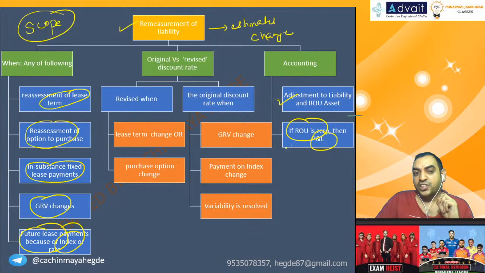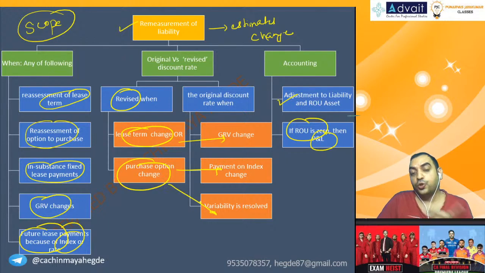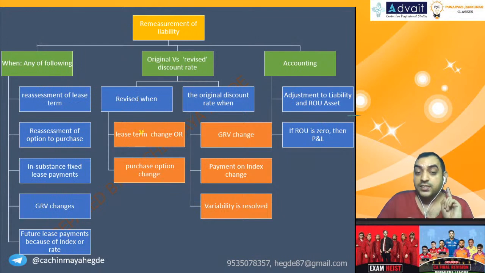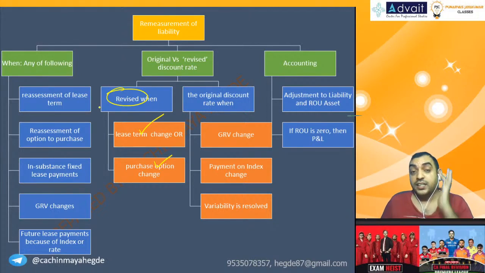Now, which rate of interest should be used? For lease term change or purchase option change, you take a revised rate. In all other cases, you go for the original discount rate only. So don't try to remember both. Remembering both will confuse you. Remember only one: revised rate for lease term and purchase option. Remaining are all original discounting rate.